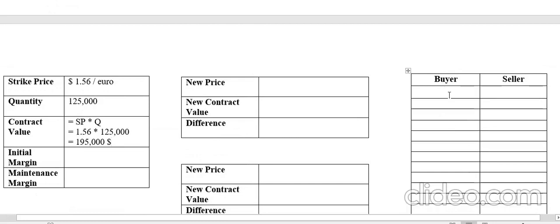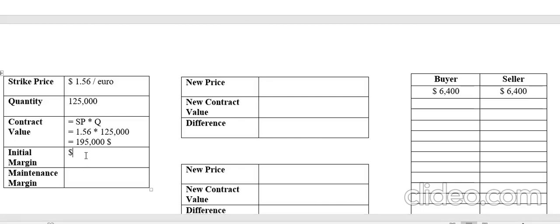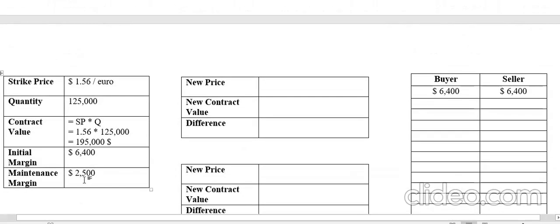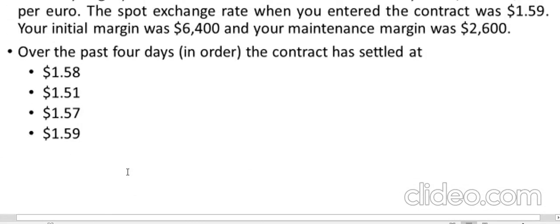So let's say we have signed the contract, and both the buyer and the seller are supposed to deposit this money. So we will deposit $6,400. Okay, the buyer, and the seller will also deposit $6,400 with the clearing house. And I will shift the initial margin value here as well. The initial margin is 6,400, whereas our maintenance margin was 2,600, which means this should be our minimum balance. So now the contract is signed, everything is okay.